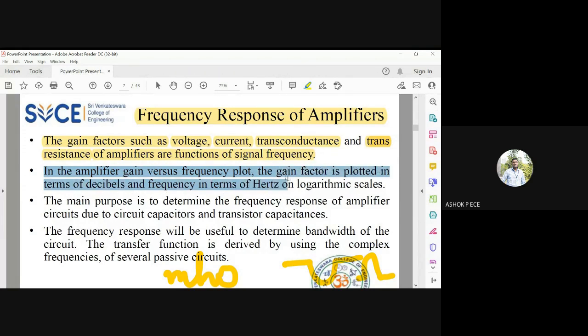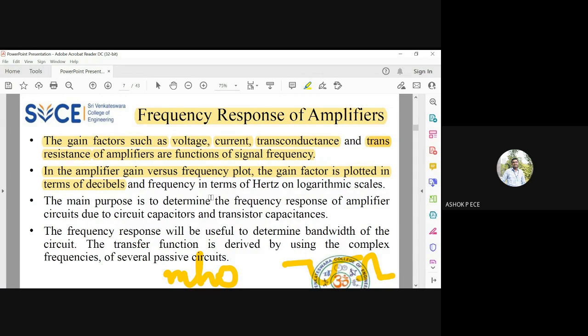The gain is usually plotted in decibels because decibels will accommodate larger values into smaller values. And frequency is plotted in hertz on a logarithmic scale. You are going to vary from 1 hertz to 1 megahertz. Drawing that on a normal graph is not possible. So you are going to apply logarithm for your frequency, and then plot it on a semi-log graph.